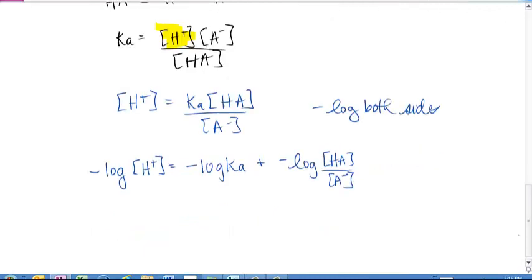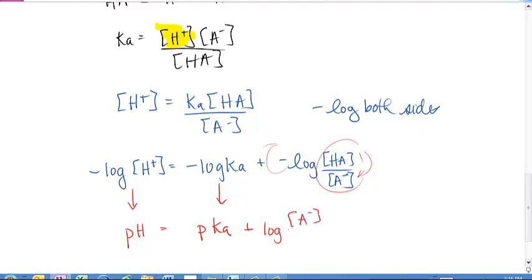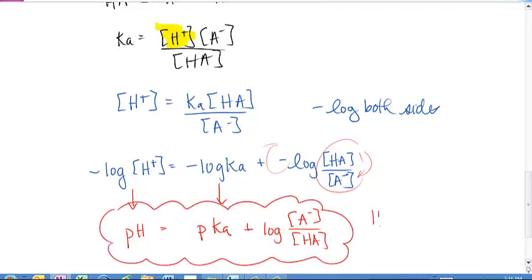And of course, we know that the negative log of H plus is pH, which is equal to the negative log of Ka, that's the pKa. And now, instead of doing a negative, I'm going to reverse these, plus the log of A minus over HA. This equation is known as the Henderson-Hasselbalch equation.